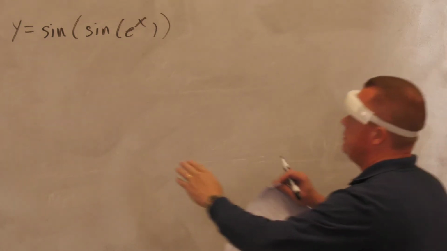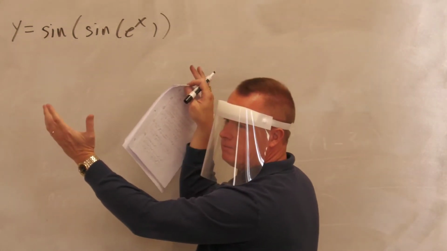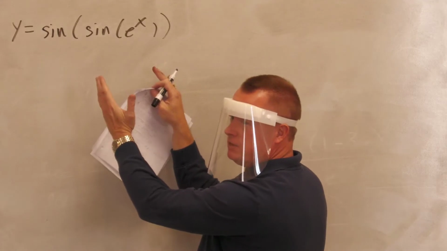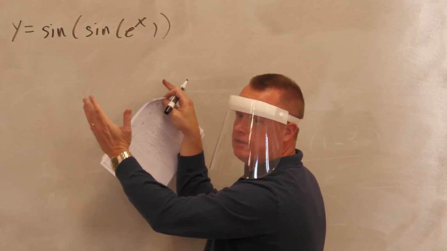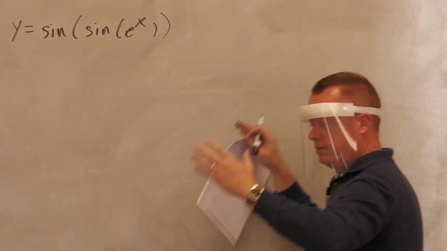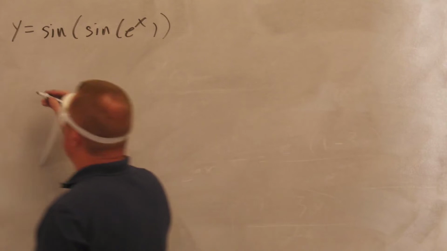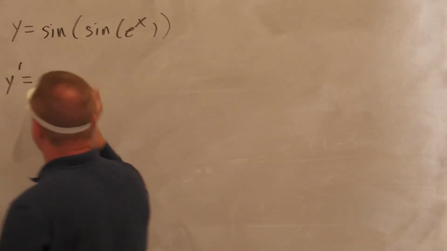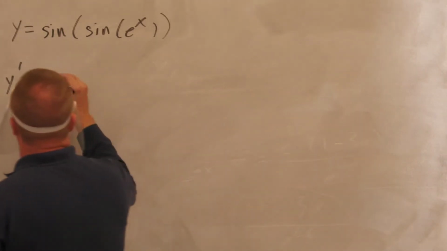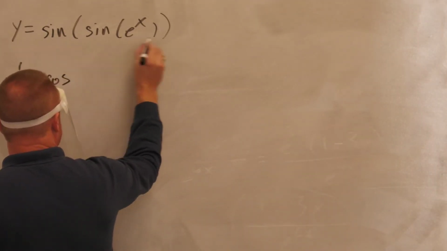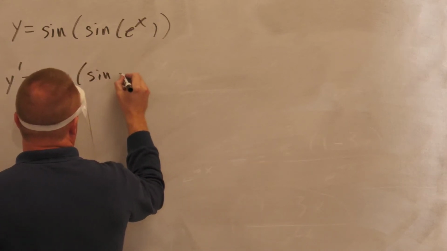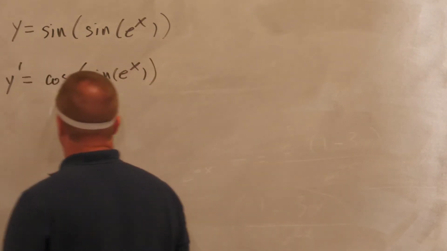You got 2 inside, right? We got 3 total, 2 inside. So the big outside function is sine. Inside, you got sine, but inside that one, then you got e to the x. So you got to start with the outside and just multiply by each one on the inside. So first, derivative of sine is what? Cosine. So I need to say cosine and then leave what's inside there. Sine e to the x. Okay?